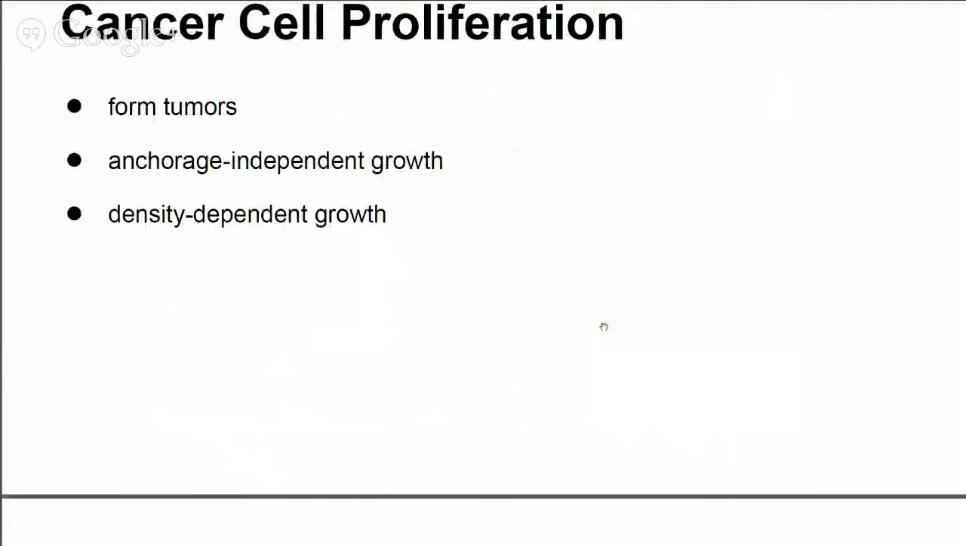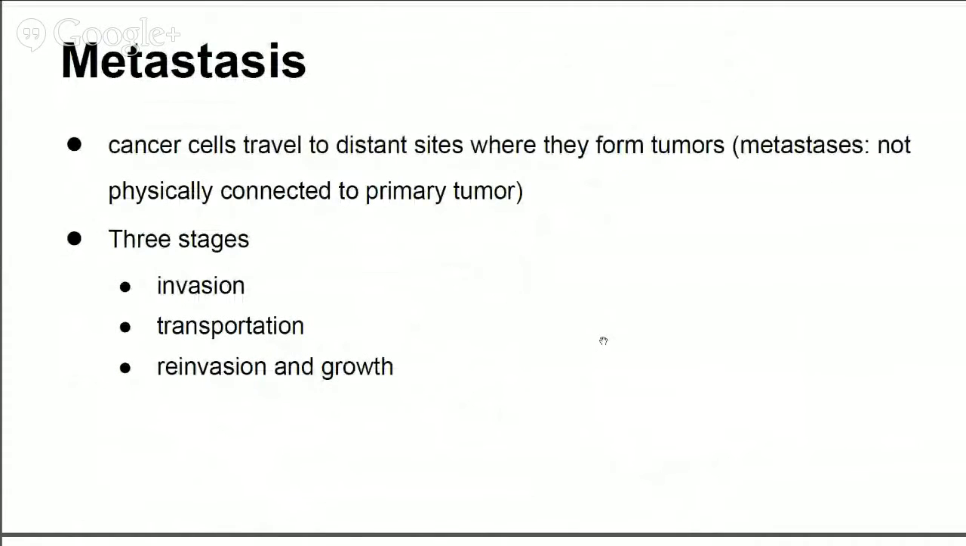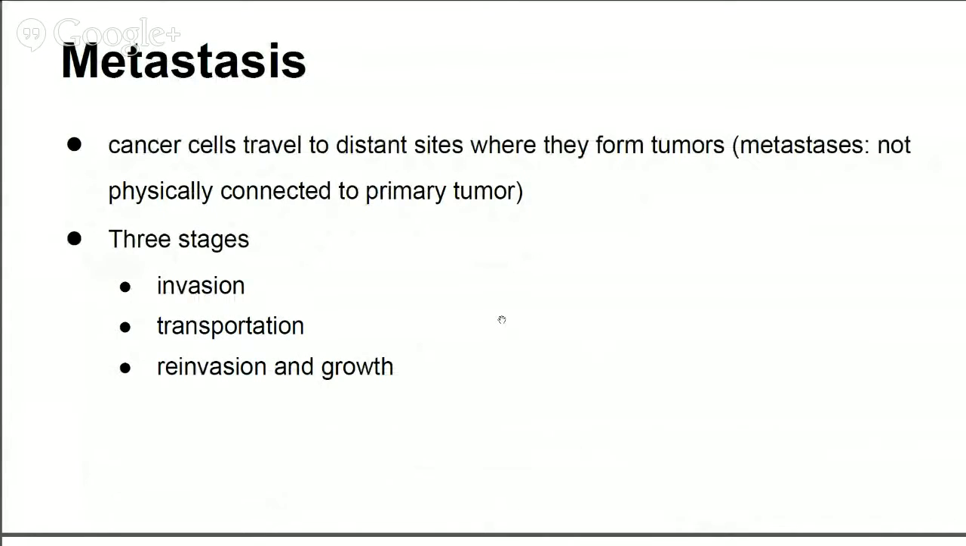Metastasis. Metastasis is when cancer cells travel to distant sites where they form tumors. Metastases are not physically connected to their primary tumor. So once a cancerous cell has grown to the point where cell adhesion is lost, it will break away, undergo phenotypical changes to become mesenchymal cells, and then invade the blood vessel. This process is known as metastasis, and it has 3 stages.